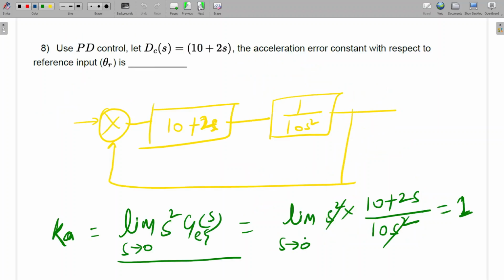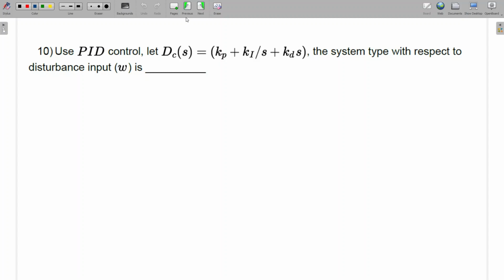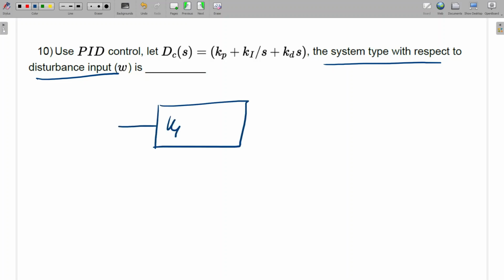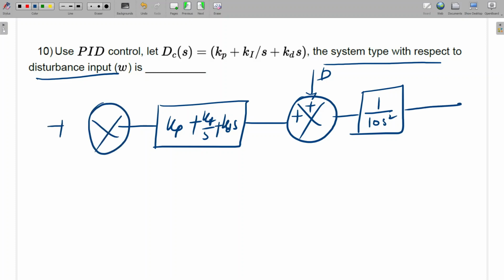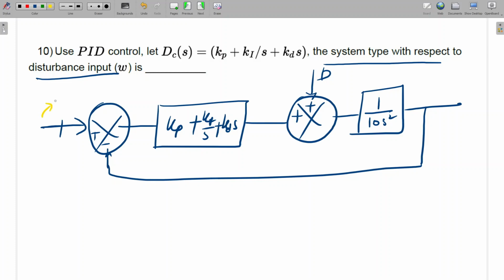So, 1 second. And next question: Kp plus Ki by S plus Kd S. Here what will happen? With respect to disturbance omega, we have to think in that way. What is the type of system here? Kp plus Ki by S plus Kd into S, and this is the disturbance, and this is 1 by 10 S square. With respect to disturbance, we assume R of S is equal to 0. At a time we do the calculation with respect to one input only.